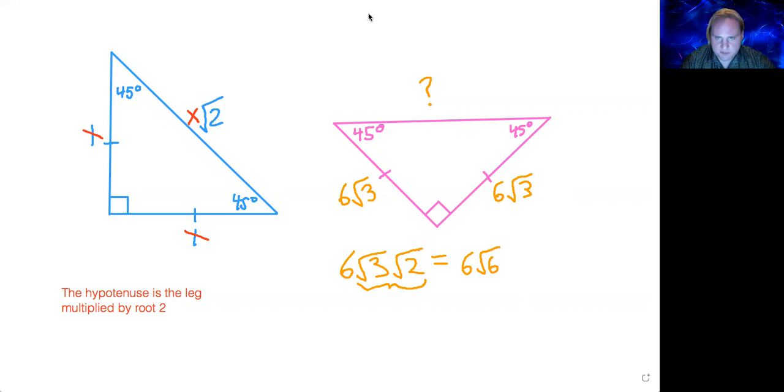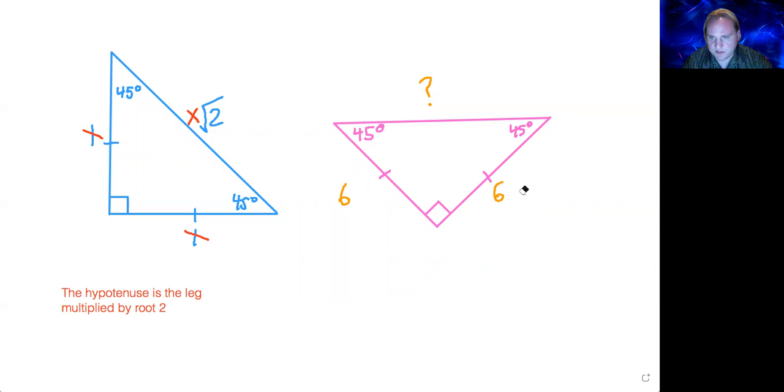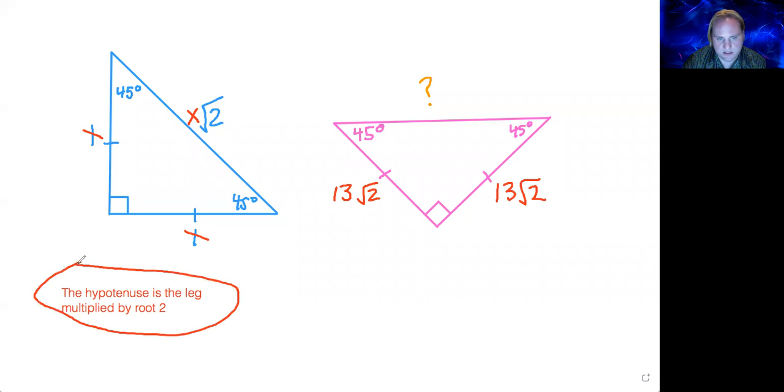I actually intended for this problem to look slightly different, so let me go through the way that I wanted this to look. I actually wanted these to be root 2's because that's probably how they will try to confuse us. This is 6 root 2. Actually, let me start with really fresh numbers so we don't get any of these examples confused. Let's make this 13 root 2. This other leg would then have to be 13 root 2. And then based upon this relationship, we're supposed to take the leg and multiply that by an extra root 2.